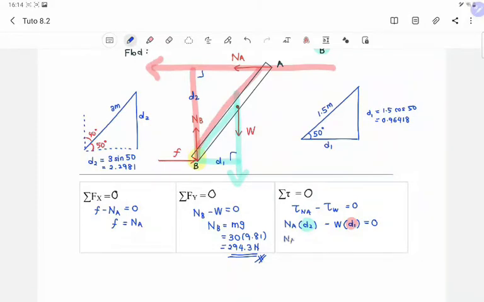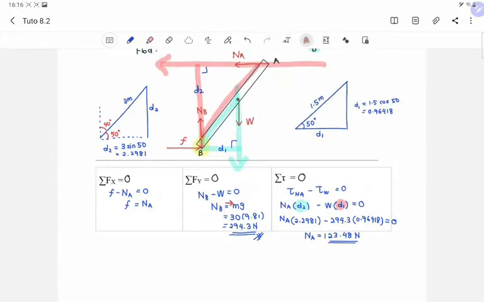So next, we can substitute the value. We don't know what is NA, but D2 is 2.2981 minus W. Okay, W we have calculated. Okay, this one, which is 294.3. And then D1, 0.96418. Okay, so then we will get NA 123.48 Newton. Okay, let's say if you didn't change this to decimal point, you can directly insert 1.5 cos 50, you might get 123.45. Okay, perbezaan yang sangat sedikit lah.